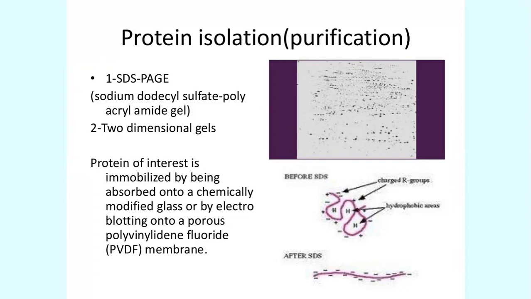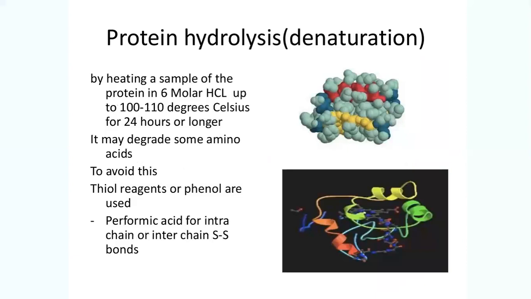Or this protein could be immobilized onto blotting sheets. Mainly here, the blotting sheets that we use are made of PVDF, that is porous polyvinylidene fluoride membranes, and these immobilized proteins can be acted upon in the next steps using the Edman reagent. So this is the isolation or purification of protein using electrophoresis. Once that has been done, the next step is denaturation.